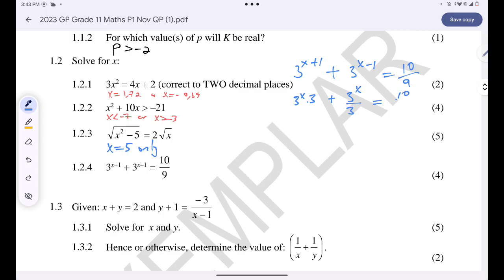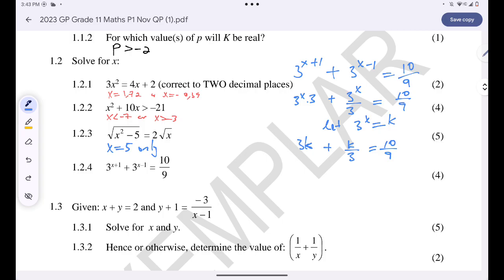This is equal to 10 over 9. Are you together? Just to make sure that, guys, you don't make mistakes, please, guys, just be simple. Simply say let 3 to the x be equal to k. It simply means whenever you see 3 to the power x, you'll just substitute a k. So I'll have 3k plus k over 3 is equal to 10 over 9.